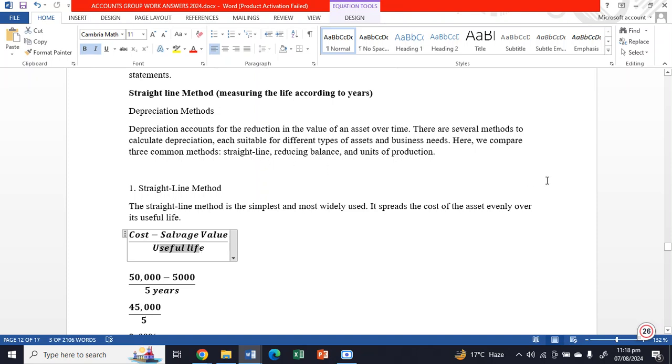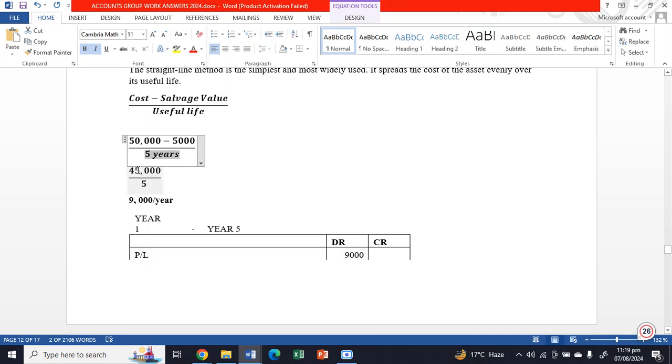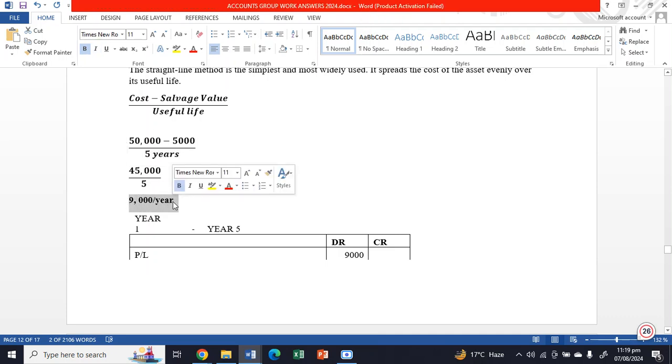So they told us in that question there that the cost of the machine is 50,000. They told us the salvage value is 5,000. So the useful life of the machine is 5 years. So we're going to say 45,000 divided by 5. You're going to get a depreciation expense of 9,000 kwacha per year. Now, in the question, they just want you to calculate the depreciation expenses, all right? But I just want to also illustrate to you how depreciation works.